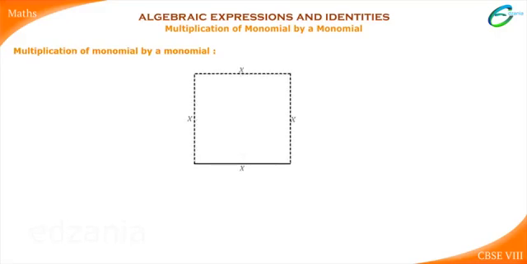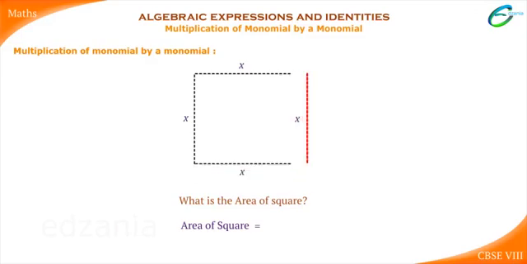If the length of the side of a square is x, then what is the area of the square? Area of the square is equal to side into side, which is equal to x into x, which is equal to x square.